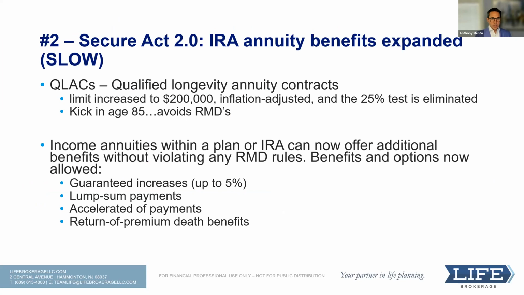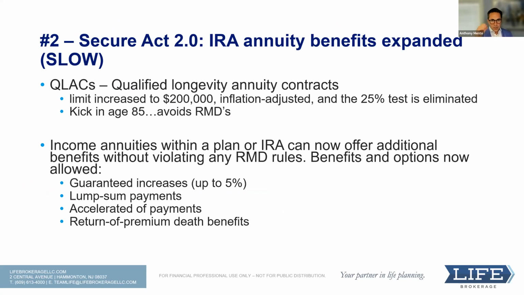Being that we're in the insurance business, right? And we sell annuity products, there's some good clarification around QLACs. QLACs are qualified longevity annuity contracts. You're allowed to put up to $200,000 a year. This is a fixed annuity.